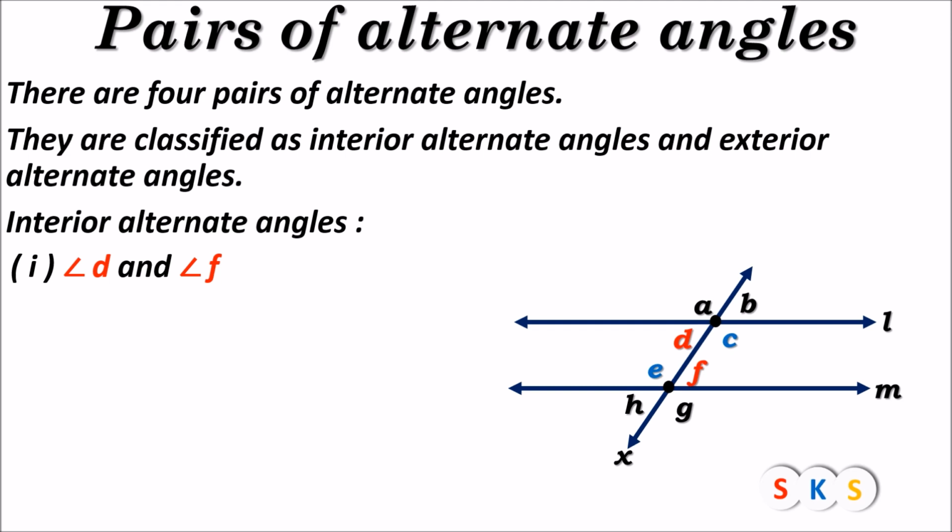Angle C and angle E is another pair of interior alternate angles. You can see that those two angles are also inside the parallel lines and they are cross angles. So angle C and angle E is the next pair of interior alternate angles.